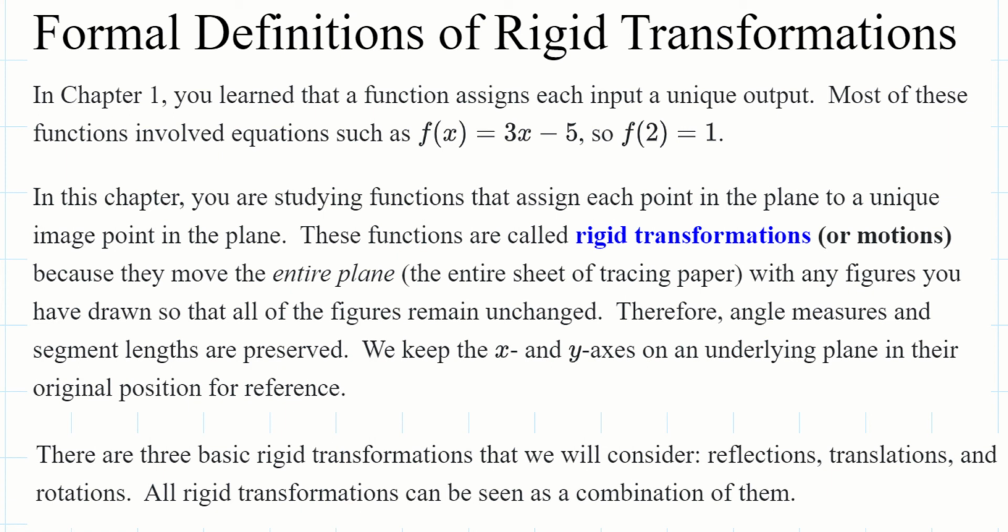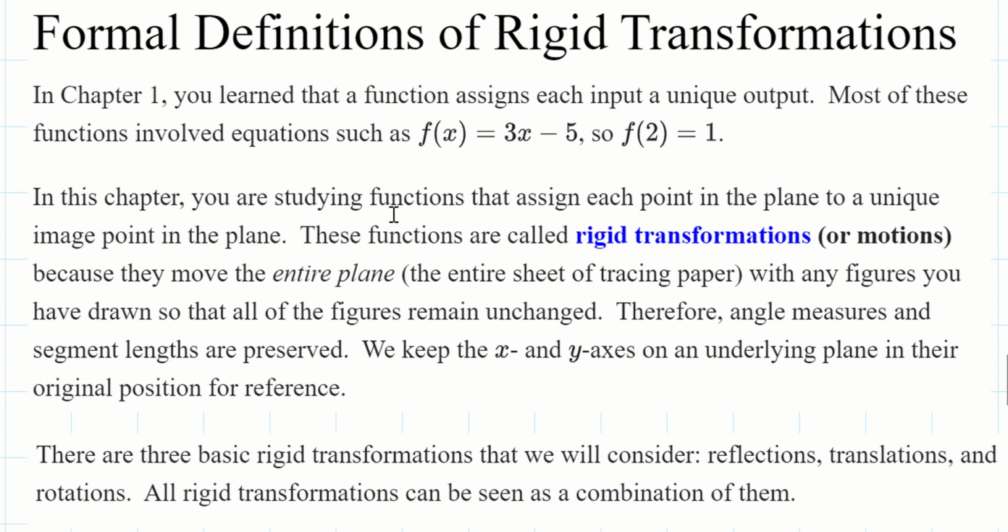So it says, in chapter 1 you learned that a function assigns each input a unique output. Most of these functions involve equations such as f of x equals 3x minus 5. So in this case, if I put 2 into that function, I would get the number 1 out because 3 times 2 is 6, 6 minus 5 is 1. So you can see I give it an input of 2, it gives me an output of 1.